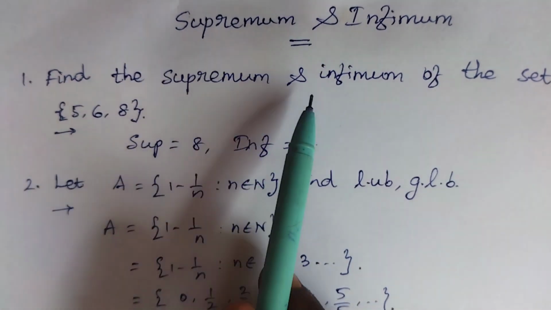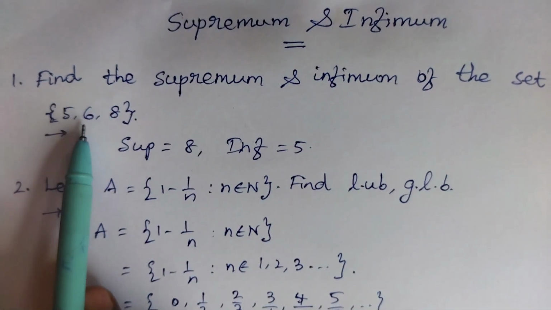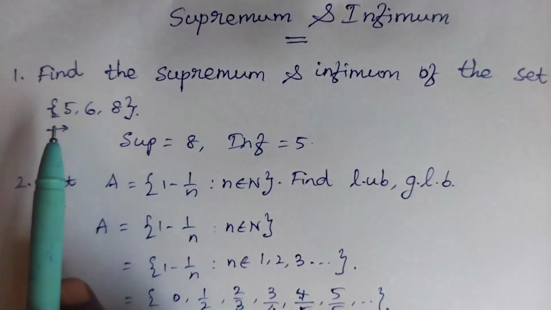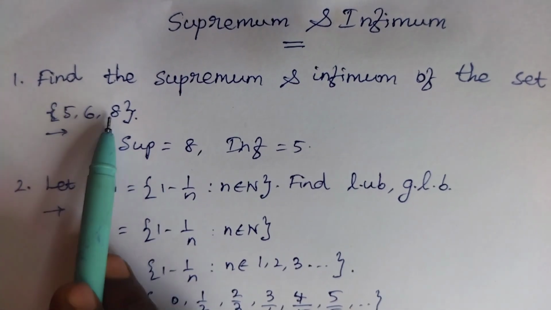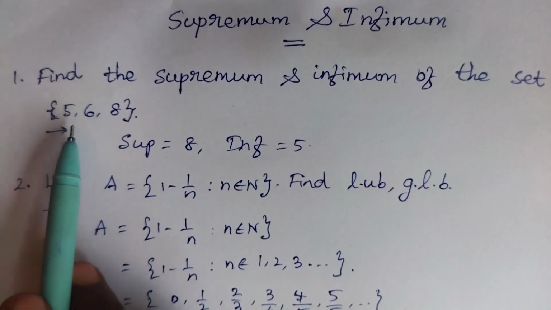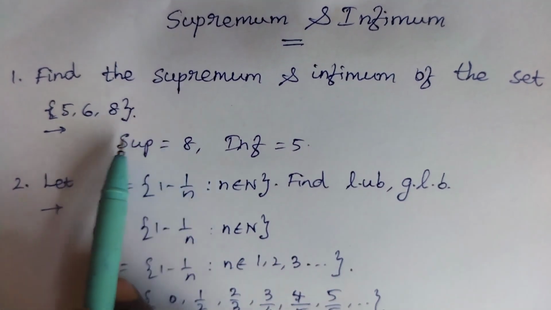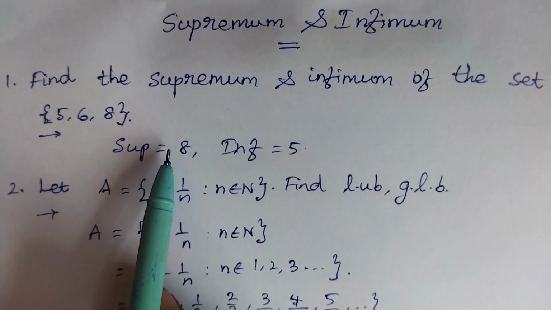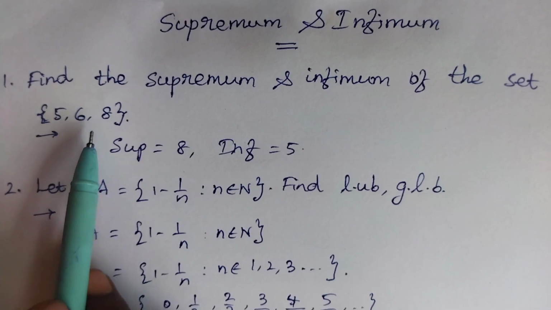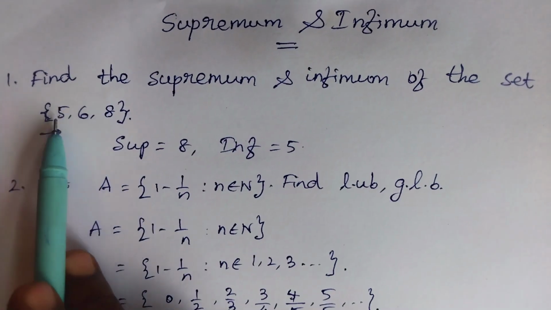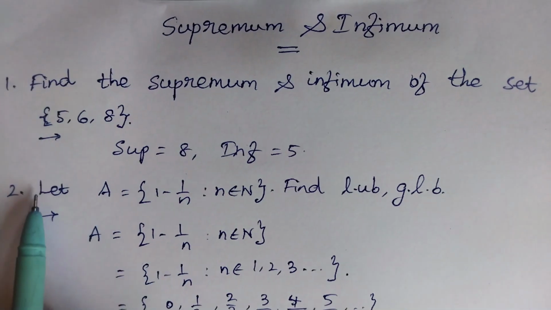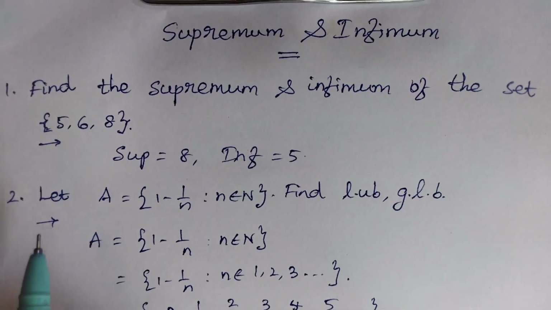Find the supremum and infimum of the set {5, 6, 8}. We know 5 is a lower bound and 8 is an upper bound. So the supremum, the least upper bound, is 8. The infimum, the greatest lower bound, is 5. Go to the next question.